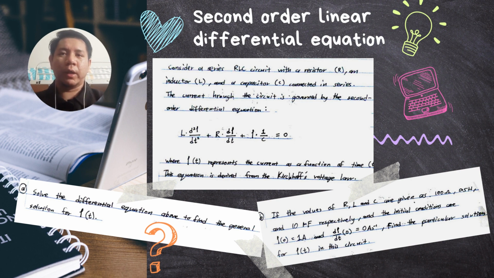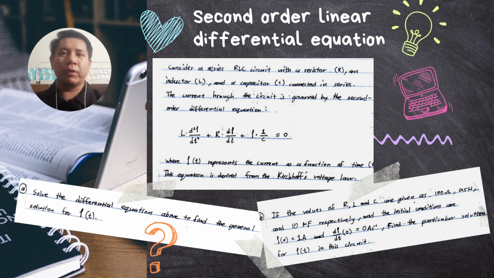Where the function I(t) represents the current as a function of time t. This equation is derived from Kirchhoff's voltage law. Question A: solve the differential equation above to find the general solution for the function I(t).